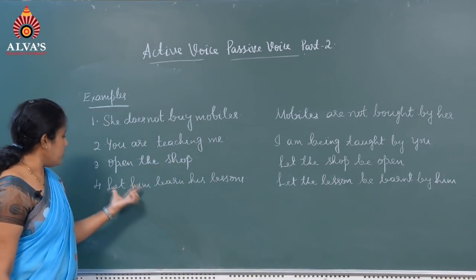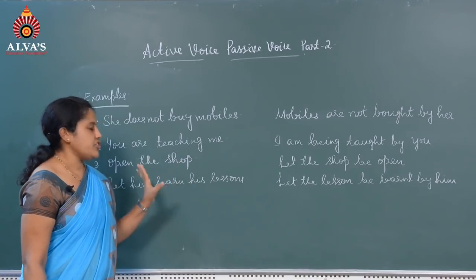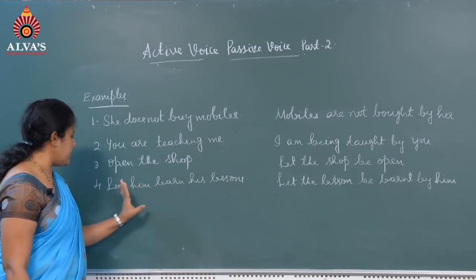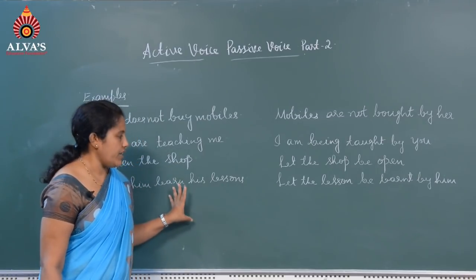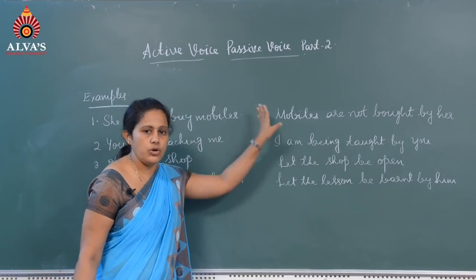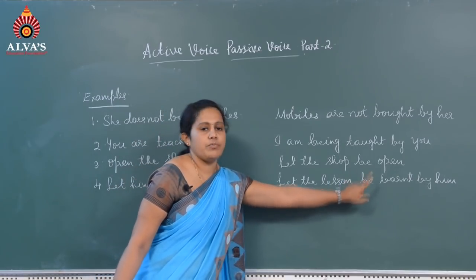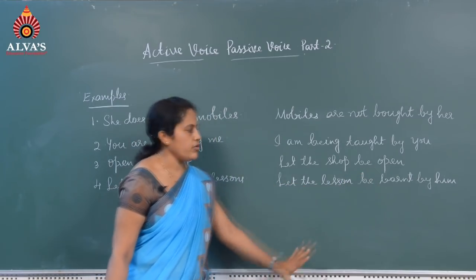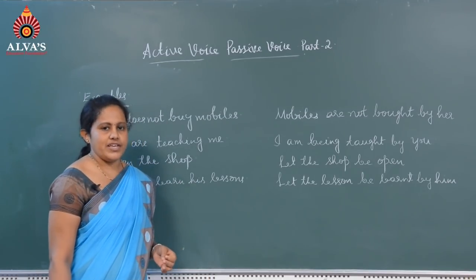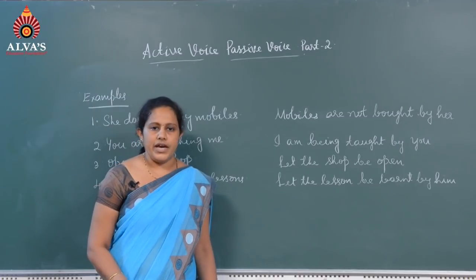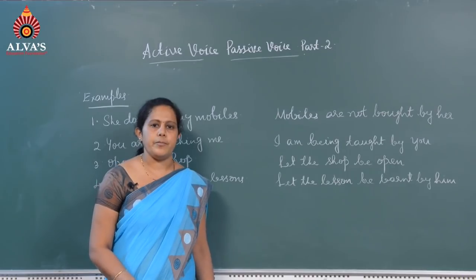And in this sentence, I told you there is a subject and an object, both are there in this sentence. Let him learn his lessons. This is also an imperative sentence. When we change into passive voice, it becomes let the lesson be learnt by him. Okay. I hope that you understood active voice and passive voice. I hope that you all understood the lesson on active voice and passive voice.